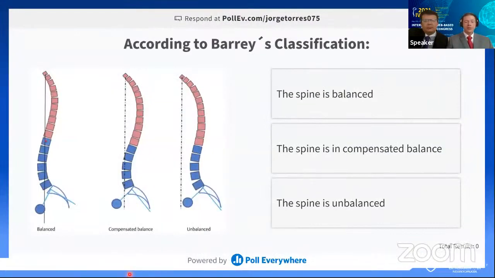Going to our next question. According to Dr. Barrey's classification of a balanced spine, a balanced but compensated spine, and an unbalanced spine, what would you consider the situation to be? Is this patient in a normal state of balance? Everything's fine. Is this a compensated state of balance? So it's compensated, but there are actually mechanisms going on to ensure that this is happening. Or definitely it's out of balance and the situation is pretty severe. Please take 2 minutes to answer.